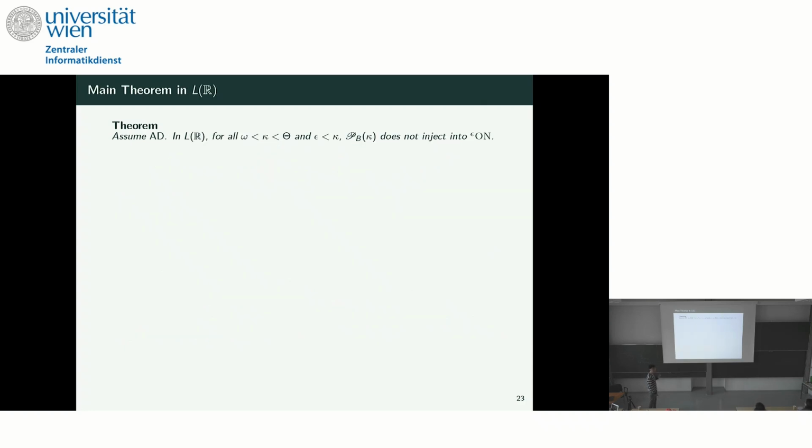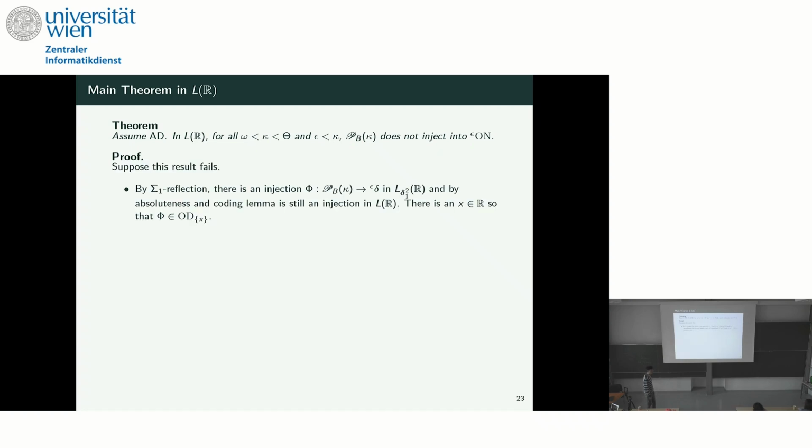So let me do it in the easy case of L(R). Assume kappa is an uncountable cardinal below theta, and epsilon is less than kappa. We want to show that P(B) kappa does not inject into epsilon sequences of ordinals. Suppose the result is not true. By Sigma_1 reflection, you have a counterexample, i.e. an injection from P(B) kappa into delta to the epsilon, which lands in L_{delta^2_1}(R). And then by absoluteness and the Moschovakis coding lemma, you can show that it is still an injection in the real world L(R).